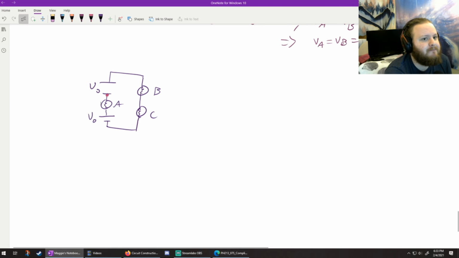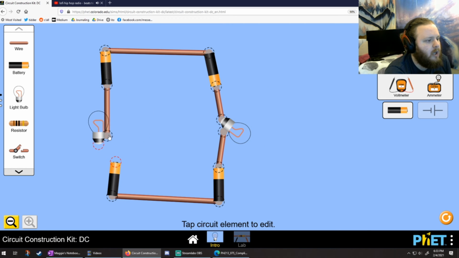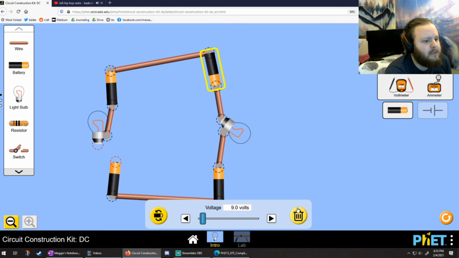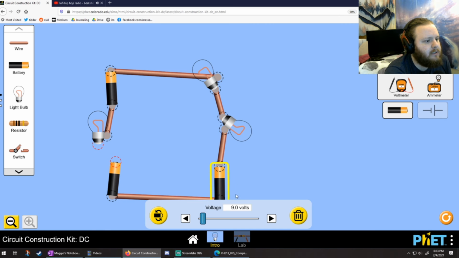Let's go build it, because that's all we ever do in here. So let's turn current off, and let's just disconnect some stuff and see what we got. So what do I got? What I had before was, disconnect that. I need another light bulb out here for bulb B and C. I need to get rid of this.